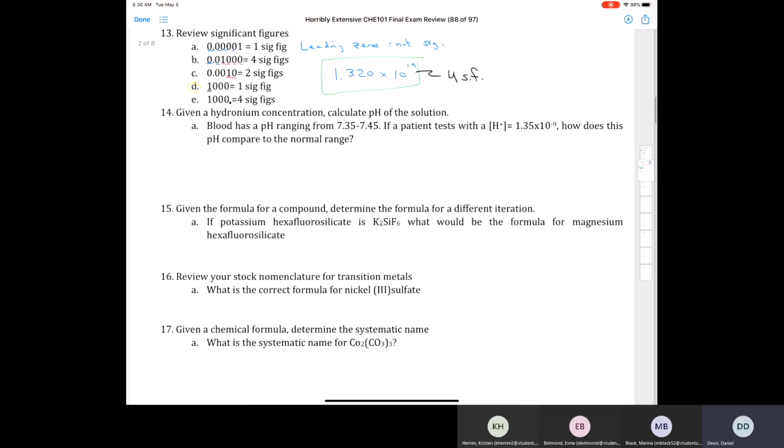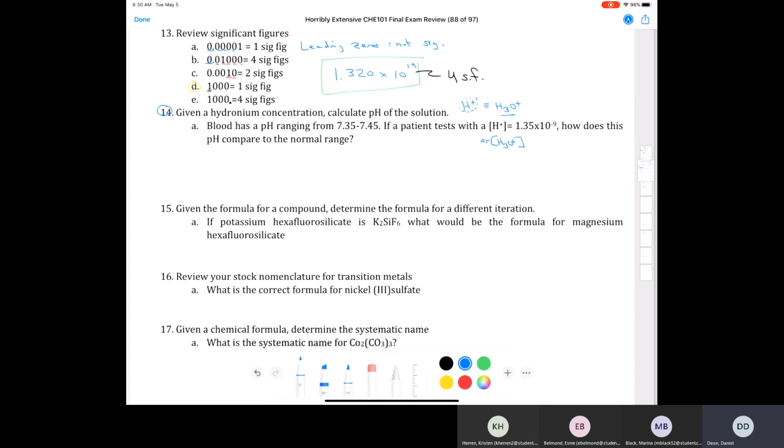Okay, let's talk about pH for a second here. You should be able to determine pH if you're given a hydronium concentration. Blood has a pH ranging anywhere from 7.35 to 7.45. If a patient tests with a concentration of hydronium or protons, remember that we can write H plus or we can write hydronium. They are the same thing because H plus does not exist in solution. It actually solvates with water to form hydronium, but you can represent it either way. They mean the exact same thing in chemistry.